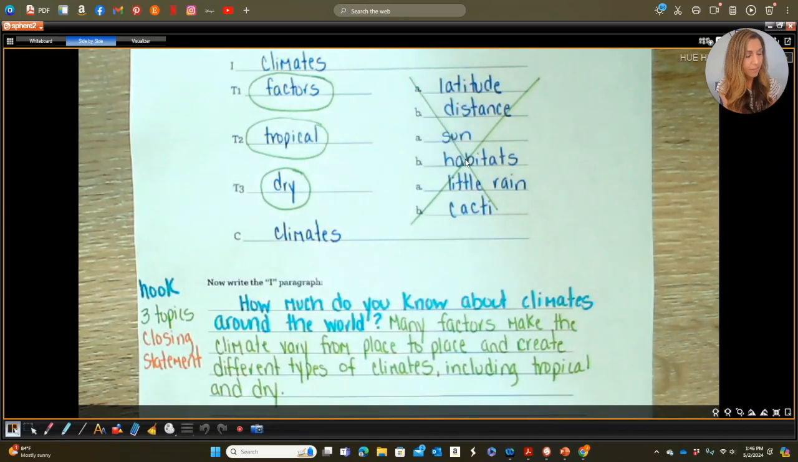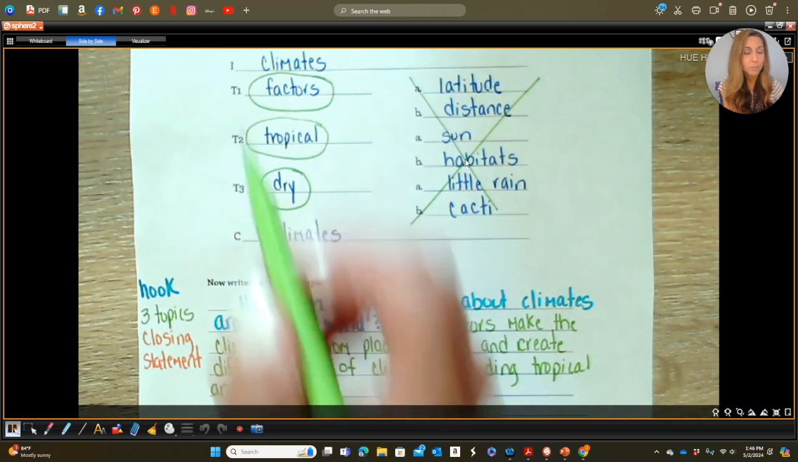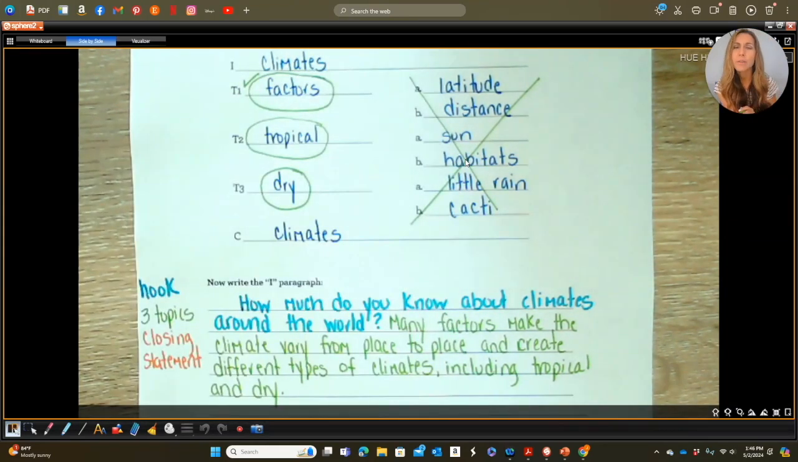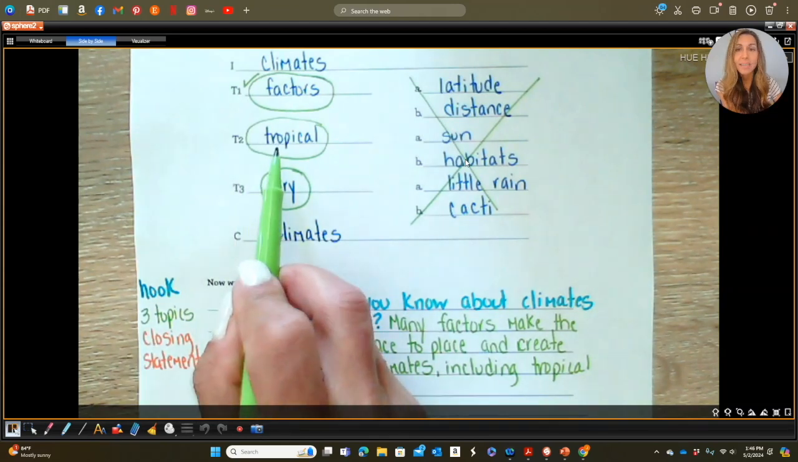The first one is factors. Do I say that somewhere in my 3-topic sentence? I do, so I'm going to check it off. You go check now in your 3-topic sentence. Did you say the word factors somewhere? Okay, wonderful. Let's look for our second topic, tropical.